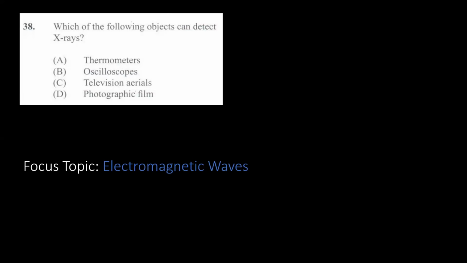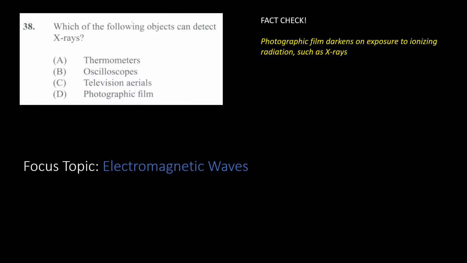All right, question 38 is based on the topic of electromagnetic waves. You're asked which object can detect X-rays, and we know that X-rays are ionizing, and photographic film actually has the capability to darken when it's exposed to such types of radiation, such as X-rays. So our answer is D.